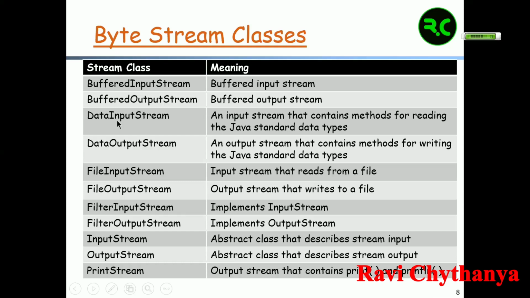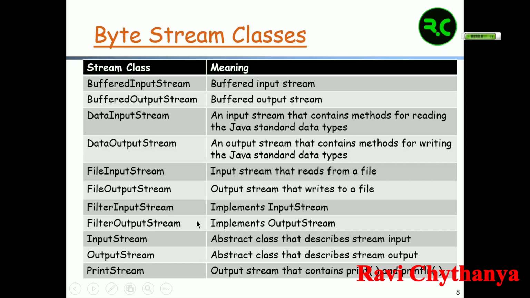And data input stream and data output stream. An input stream that contains methods for reading the Java standard data types, which is going to read the value for the integer, float, character, and so on. For that purpose, we are going to use the data input stream and data output stream. And we are going to have the file input stream, which is going to input the data from the file, and file output stream, which is going to write some data onto a file, and filter input stream.